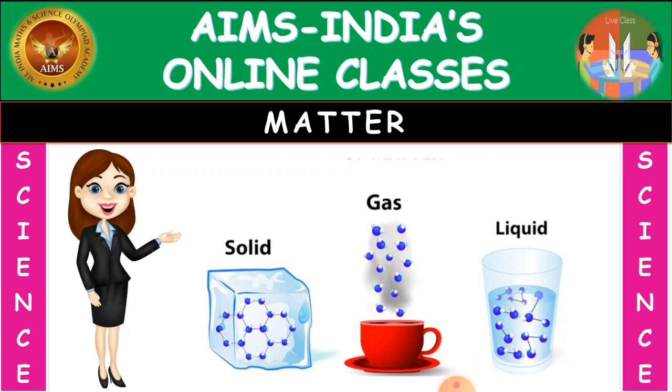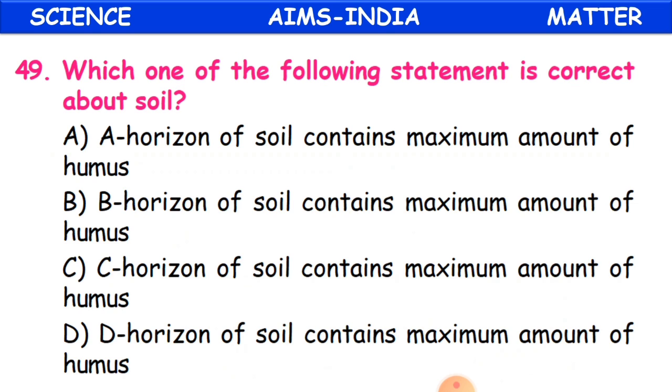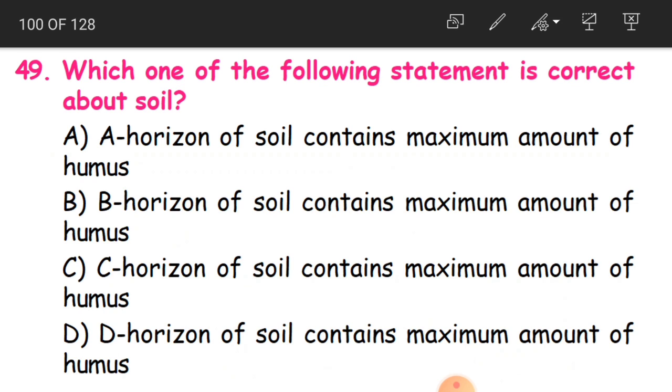Today from our science subject we are going to continue with the lesson Matter. Okay children, so already we have discussed some questions and answers. So in this session we will be continuing with the remaining questions and answers. Clear? Now the 49th question is, which one of the following statements is correct about soil?